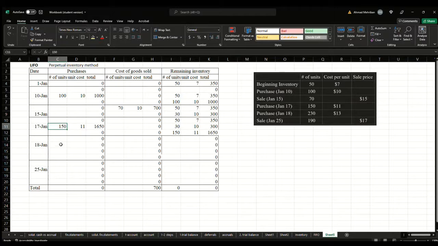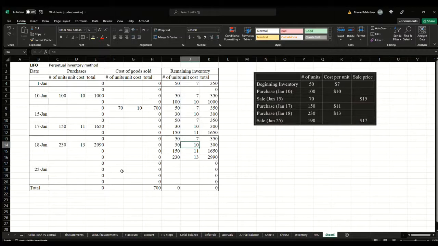That's our remaining inventory after purchasing this 150. The following day we purchased again 230 units at $13. I can just copy and paste it, but I don't want to mess with the formatting, so I'll copy manually. These 150 were not sold, there was no sale in between. And finally, we add those 230 by $13. So this is the remaining total inventory by the end of 18th January.